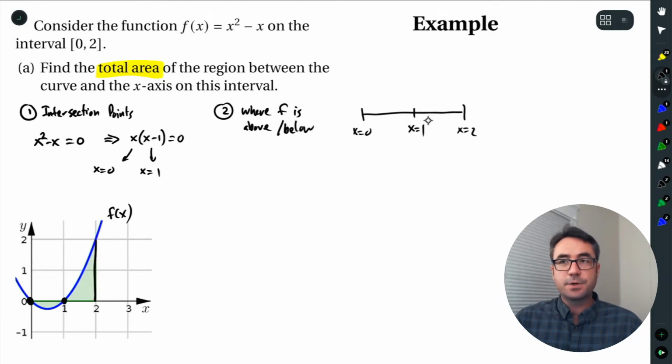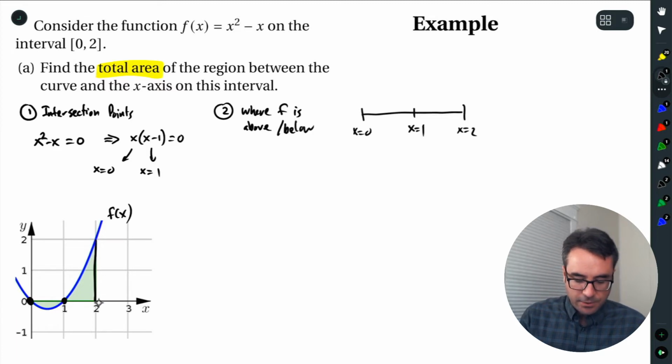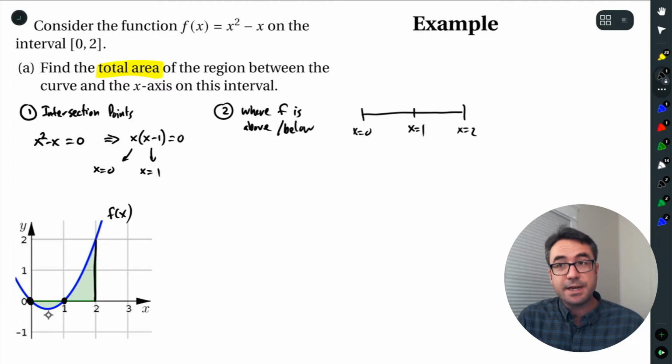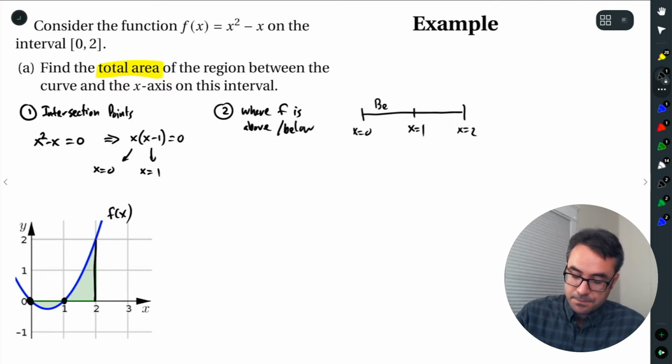And what we're going to do is figure out on each of these intervals whether our function is above the x-axis or below. Now we can look at our graph here, so we can just figure this out. On the interval from 0 to 1, if we look at our function, it's below the x-axis, so below. And then if we look in between 1 and 2 on this section, there our graph is above.